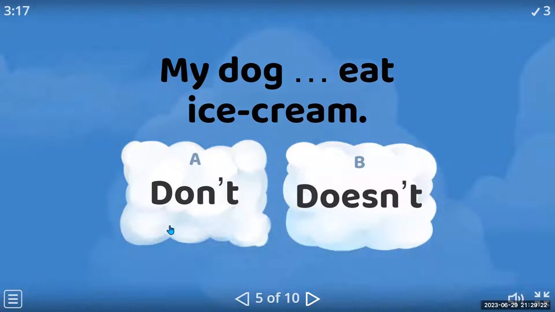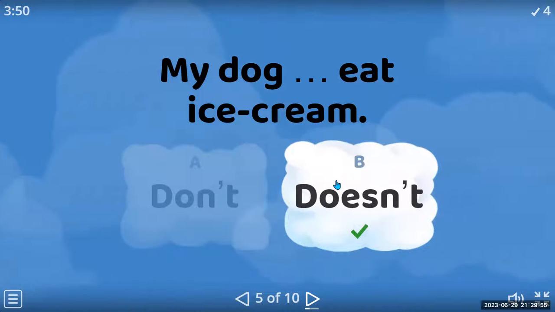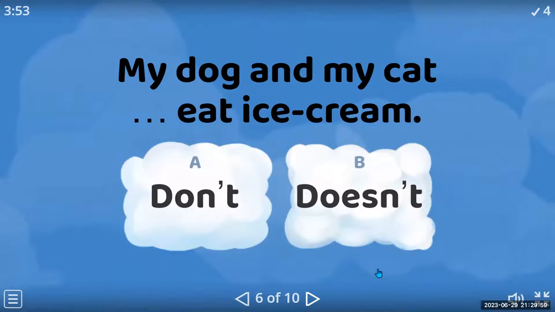My dog doesn't eat ice cream. Teacher, doesn't. Because it's it. Doesn't eat ice cream. Yes. Okay, because it's an animal. Let us see. Okay, that's it. Next one. Somebody else. My dog and my cat doesn't eat ice cream. Oh, okay, read again. Be careful, be careful.